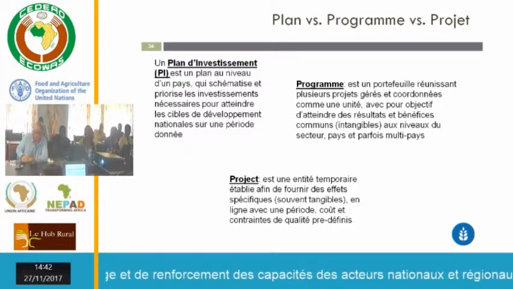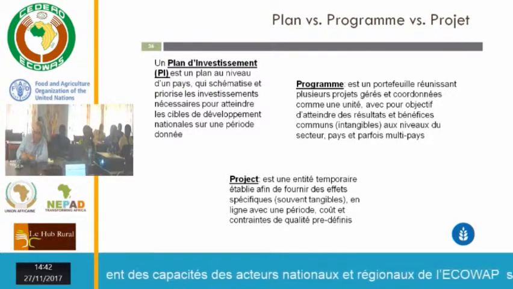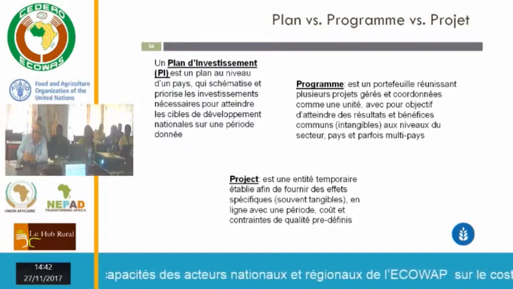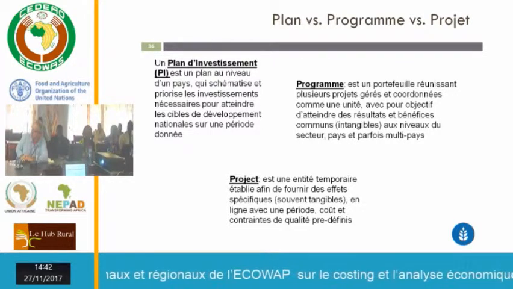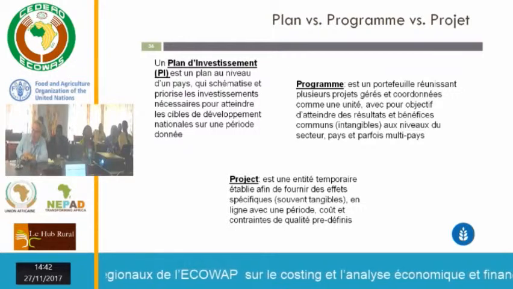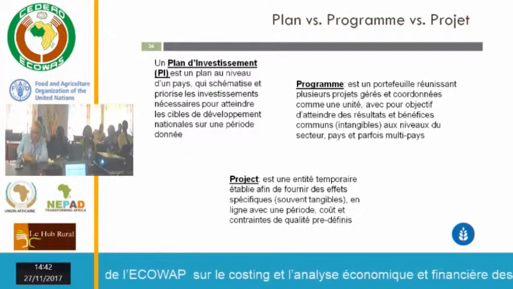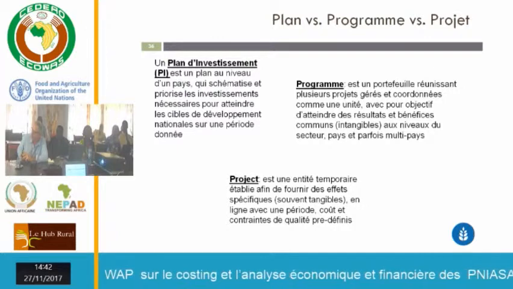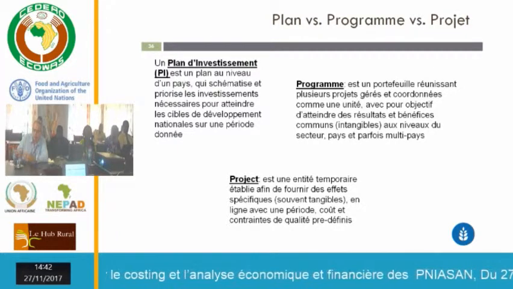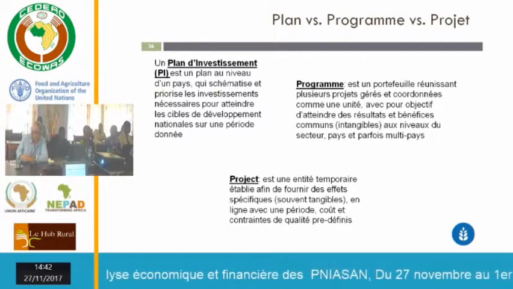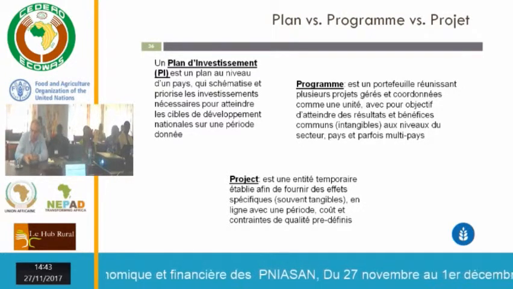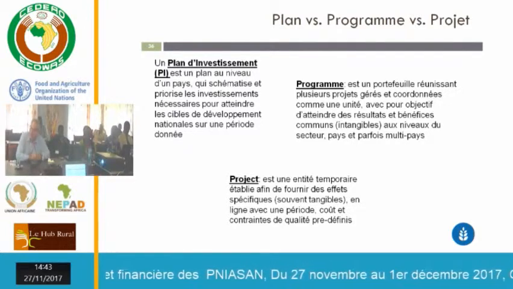The next is a program. A program is generally a portfolio of projects which is managed together as an entity, as a unit, with the objective to achieve results and common benefits, which are oftentimes intangible. So this is at a high level, such as poverty reduction or food security, for example. These programs in general intervene at the level of a sector, or they intervene in various sectors. They involve different sectors. And there are programs at country level or inter-country level.